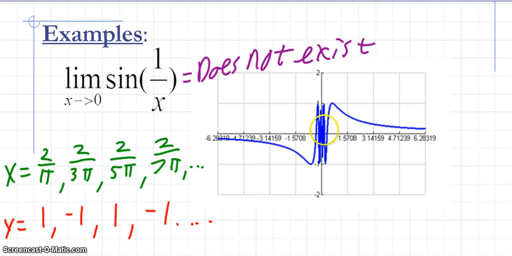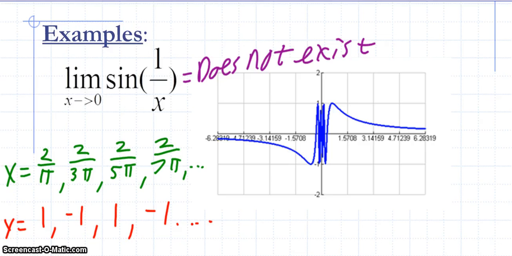It's hard to tell exactly from the graph because, remember, our calculators are limited in how much they can actually show us. Because this jumping between 1 and negative 1 is happening so quickly, the calculator doesn't show it very well, but it does show us that something's going on here that's not going to produce a limit.